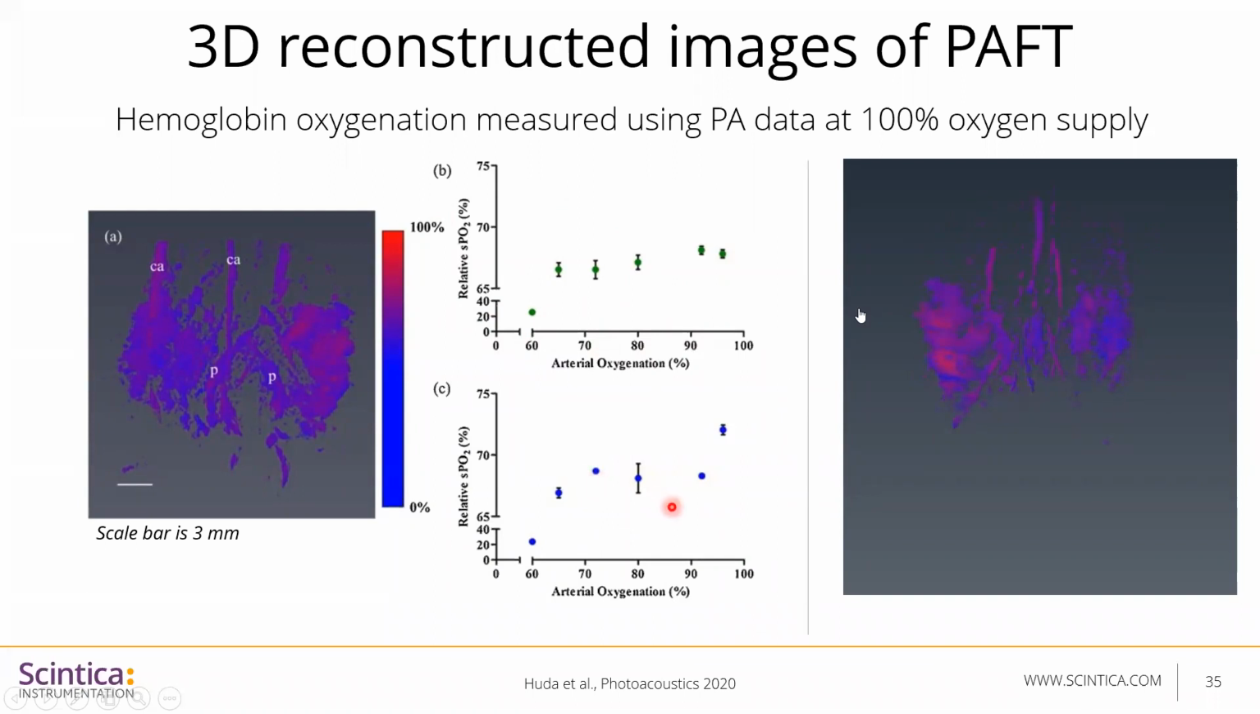And the data here is consistent with other published literature using different modalities, which shows that within a pregnant mouse, the placental oxygen does not change. However, it is the carotid artery which shows a change in the SpO2 level. Therefore, the PAFT system was able to image the hemoglobin oxygenation at 100% oxygen supply.